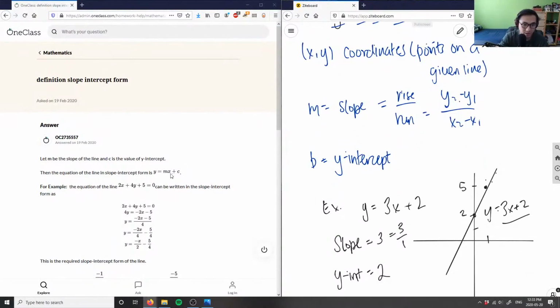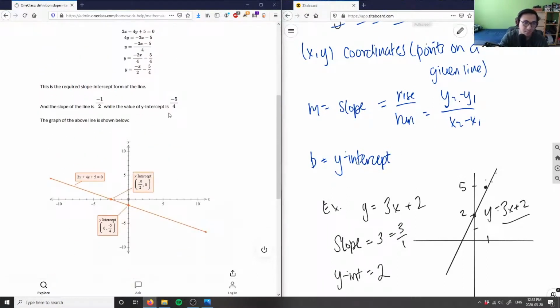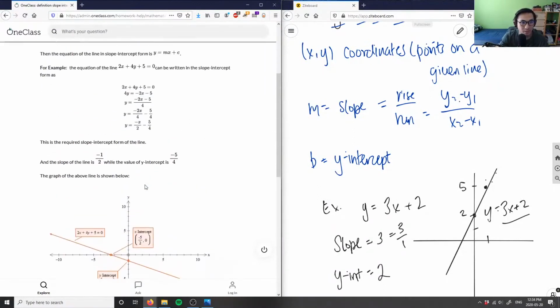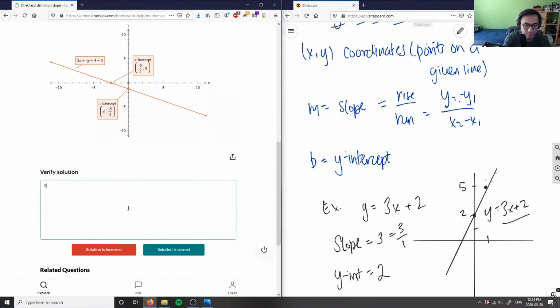So the solution here is correct. They give you a different formula, which is fine, but it's exactly the same thing. So you have a slope, which is m, you have the y-intercept, so you can plot out your point here, which is great. So the solution here is correct. Good analysis.